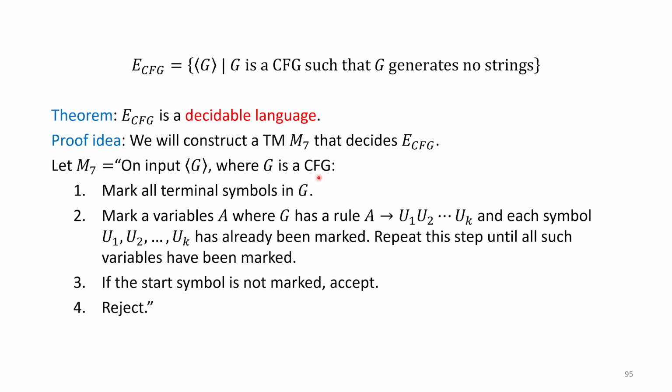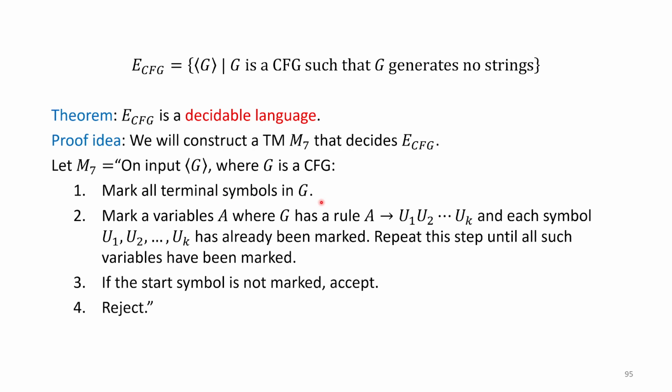Is this only a loop? Or the other way around maybe being, is this not only a loop? Is there a way to get out of the loop and eventually arrive at a terminal? And that's how we're going to do it. It's a similar idea to what we did with our DFAs and marking states. We're going to be marking variables, but we're going to start by marking all the terminal symbols in G.